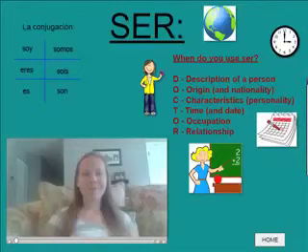La conjugación del verbo ser. Yo soy. Tú eres. Él, ella, usted es. Nosotros somos. Vosotros sois. Ellos, ellas, ustedes son.